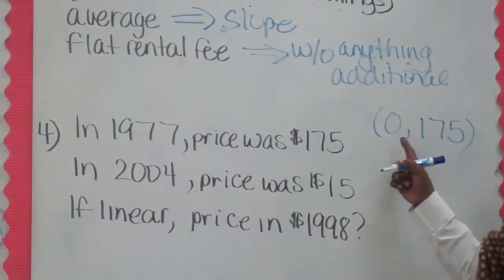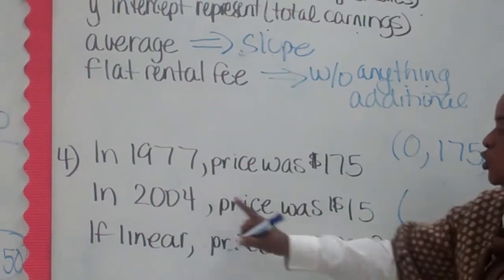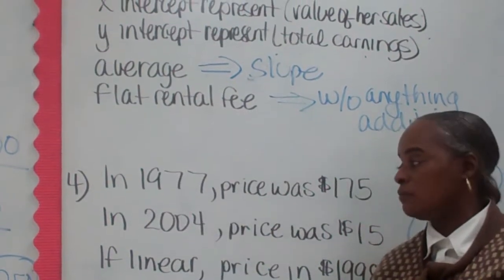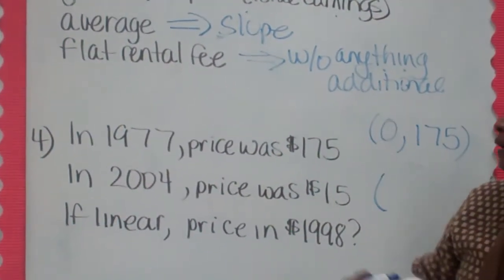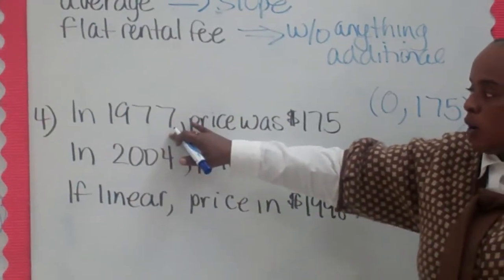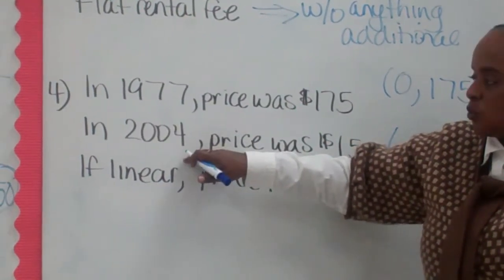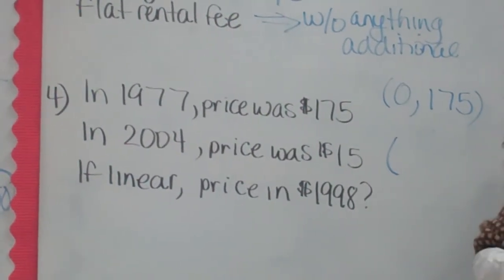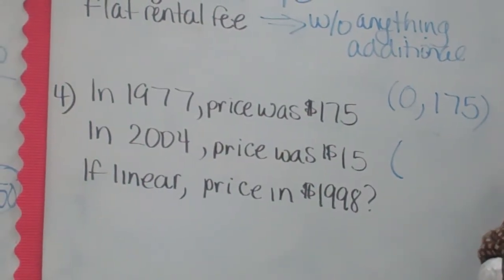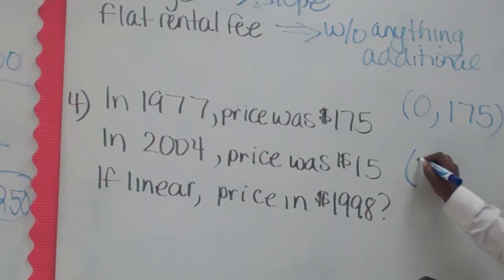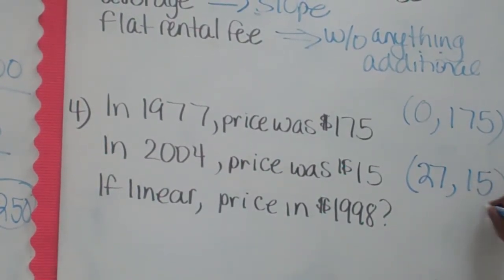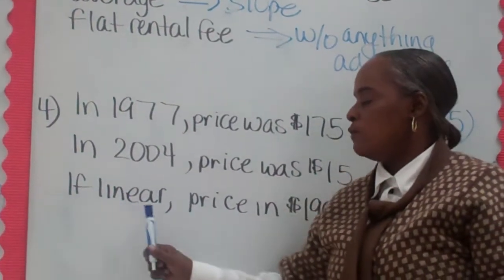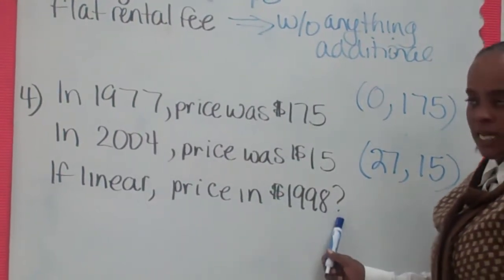Do not put 1977. Now, for 2004, I need to subtract 1977 from 2004. Why? Because if 1977 was my starting point, I want to know how far away this was. So what I'm going to do is type in 2004 minus 1977. I get 27. So this point is 27, 15. Now the question is this: if it's linear, what is the price in 1998?